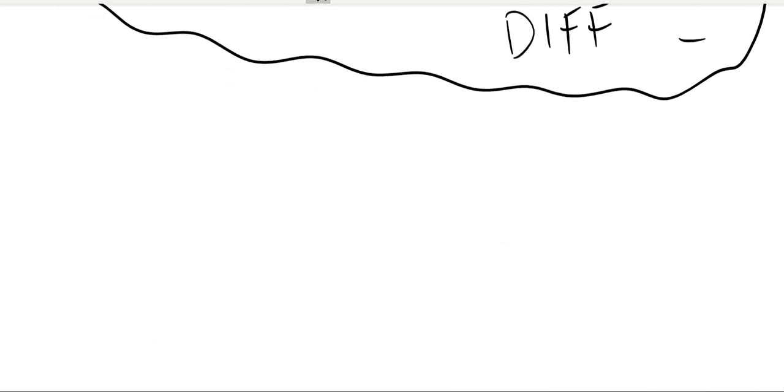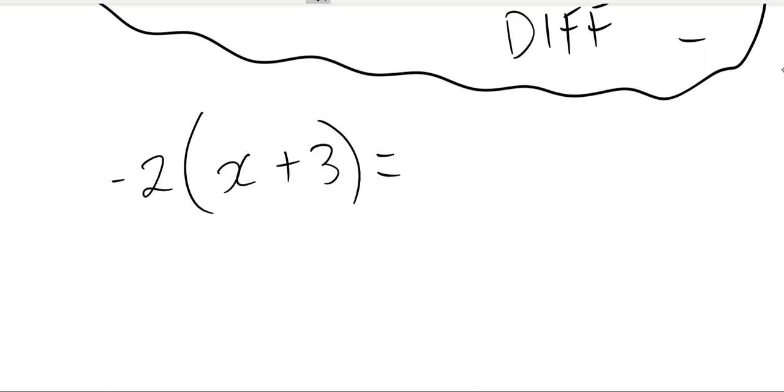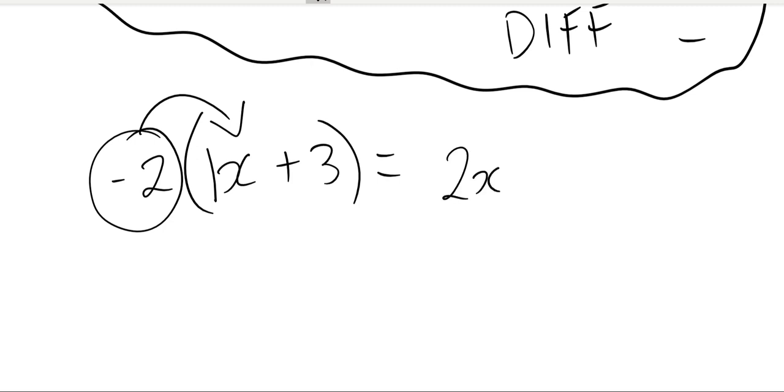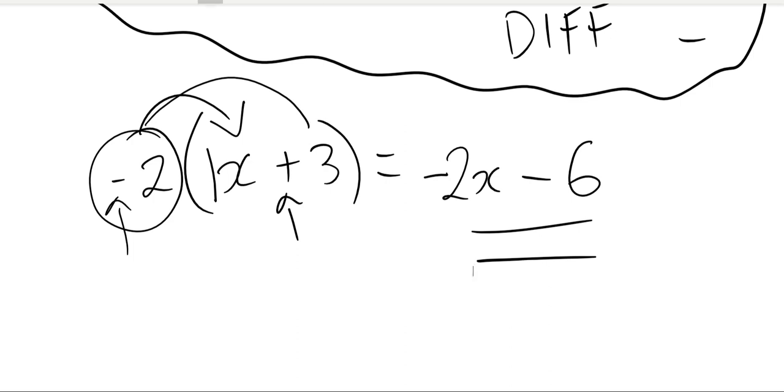Let's say that we have negative 2 multiplied by x plus 3. This whole term on the outside multiplies in. 2 times x, or 1x if you prefer, is just 2x. We've got different symbols, so it's going to be negative 2x. Then we've got 2 times 3, which is 6, and I have different symbols here, and different symbols give me a negative. So that's my expanded answer.